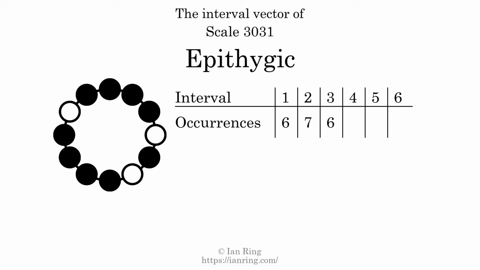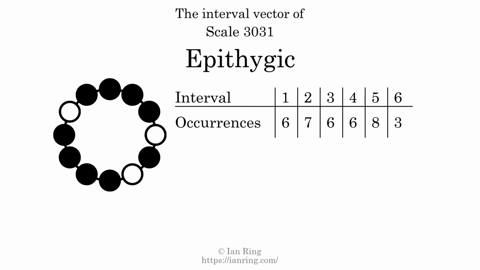There are 6 intervals with the size of 3 semitones. They are here, here, here, here, here, and here. There are 6 intervals with the size of 4 semitones. They are here, here, here, here, here, and here. There are 8 intervals with the size of 5 semitones. They are here, here, here, here, here, here, here, and here.